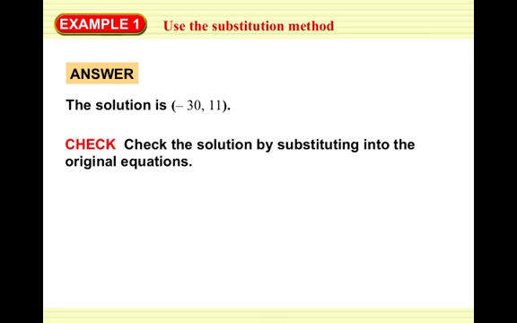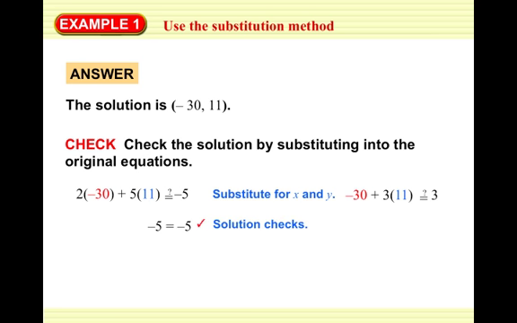If you want to check it, you can check it by substituting negative 30 for x and 11 for y in the original equations. So we can check that 2 times negative 30 plus 5 times 11 equals negative 5. We can also check in the other equation that negative 30 plus 3 times 11 equals 3. So let's see, negative 60 plus 55 is negative 5, so that works. And then negative 30 plus 33 is 3, so our second equation works. And so our solution checks, and we are happy, yay, negative 30, 11 is our solution. If we were to graph these two equations, that is the point where they would intersect.